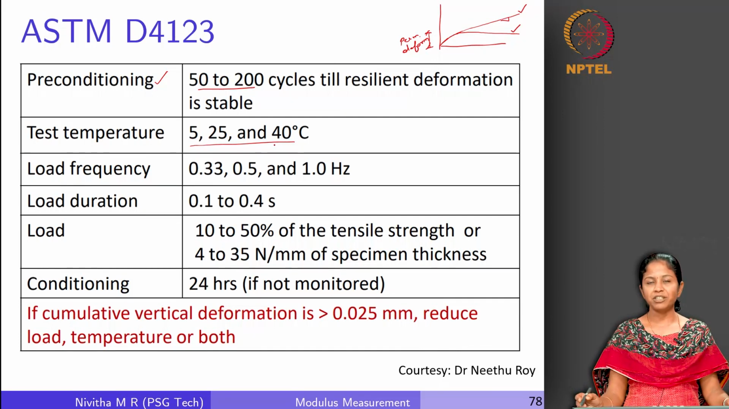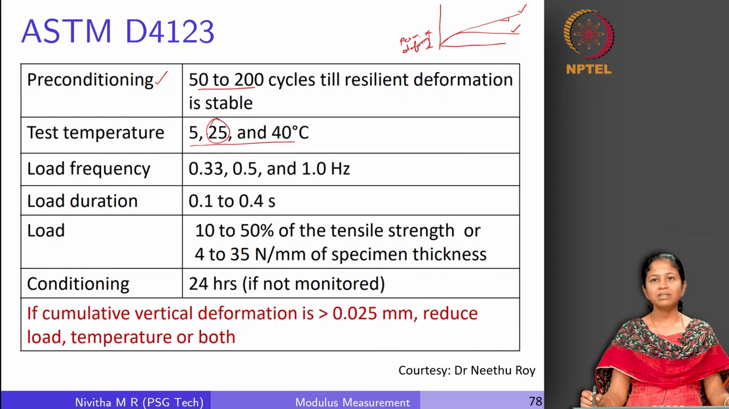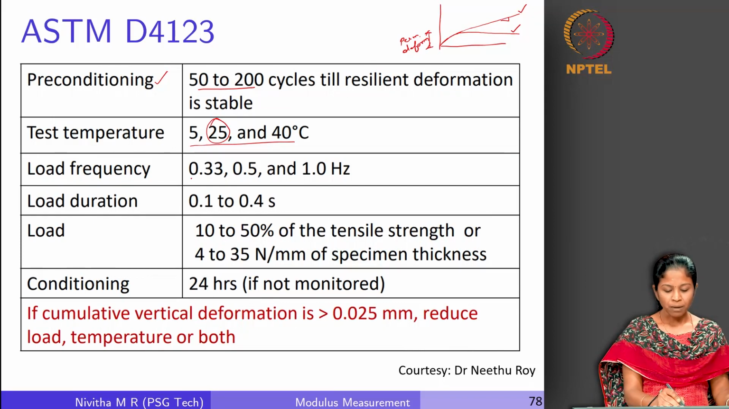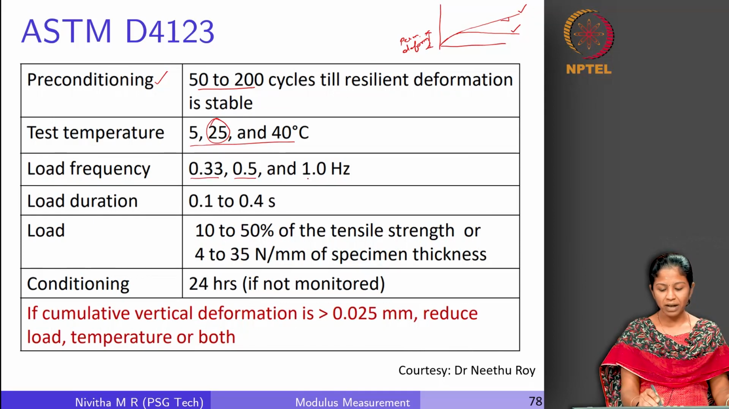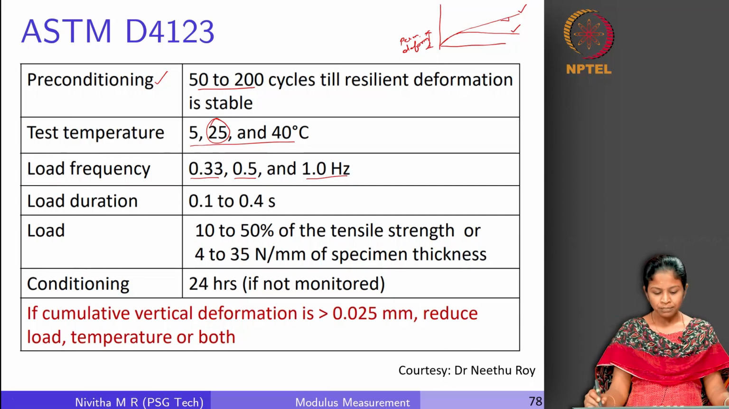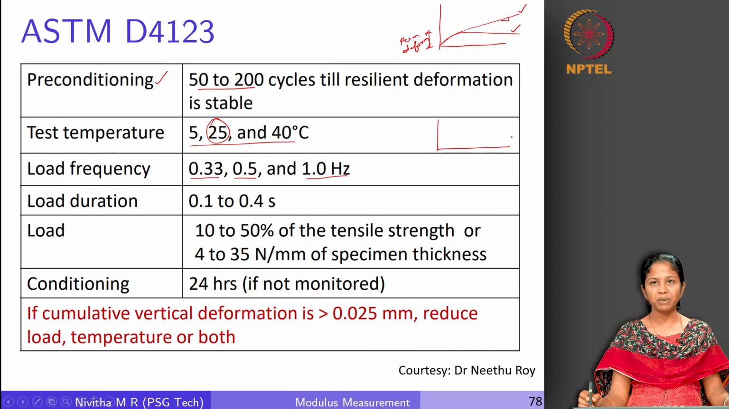Again, these three temperatures are indicated. It is typically done at 25 degrees Celsius. If the requirements mandate, we can also test it at 5 and 40 degrees. Similarly, for the loading frequency, we have different loading frequencies that we can use: 0.33, 0.5 and 1 hertz. Let me tell you what this loading frequency is. This loading frequency is nothing but the number of load cycles that we apply per second.